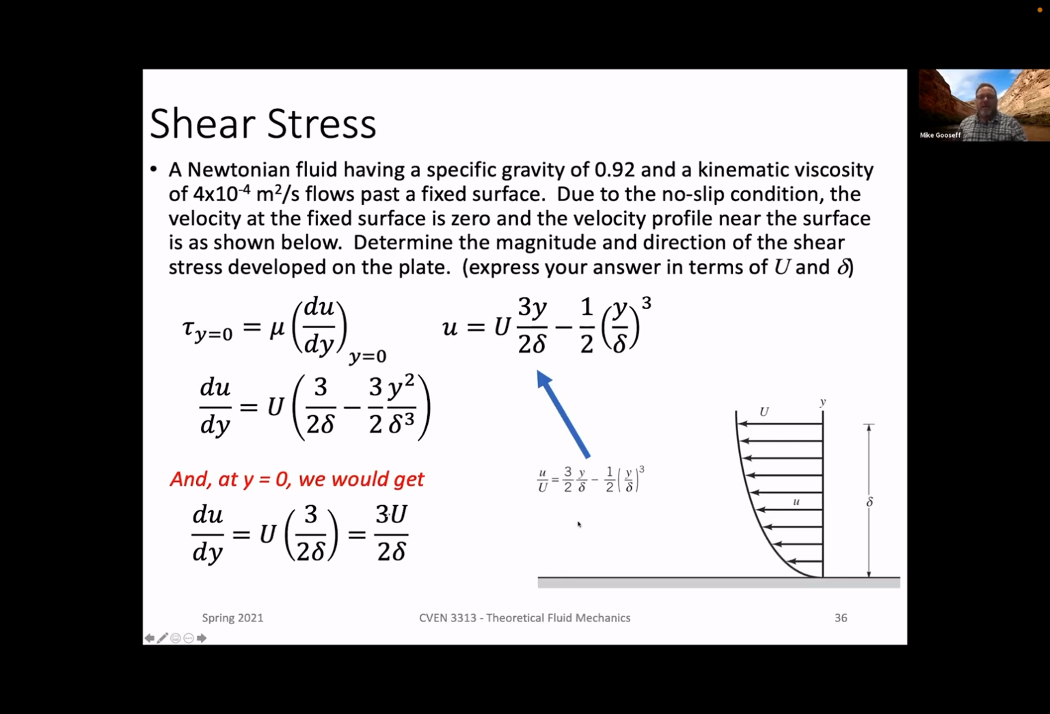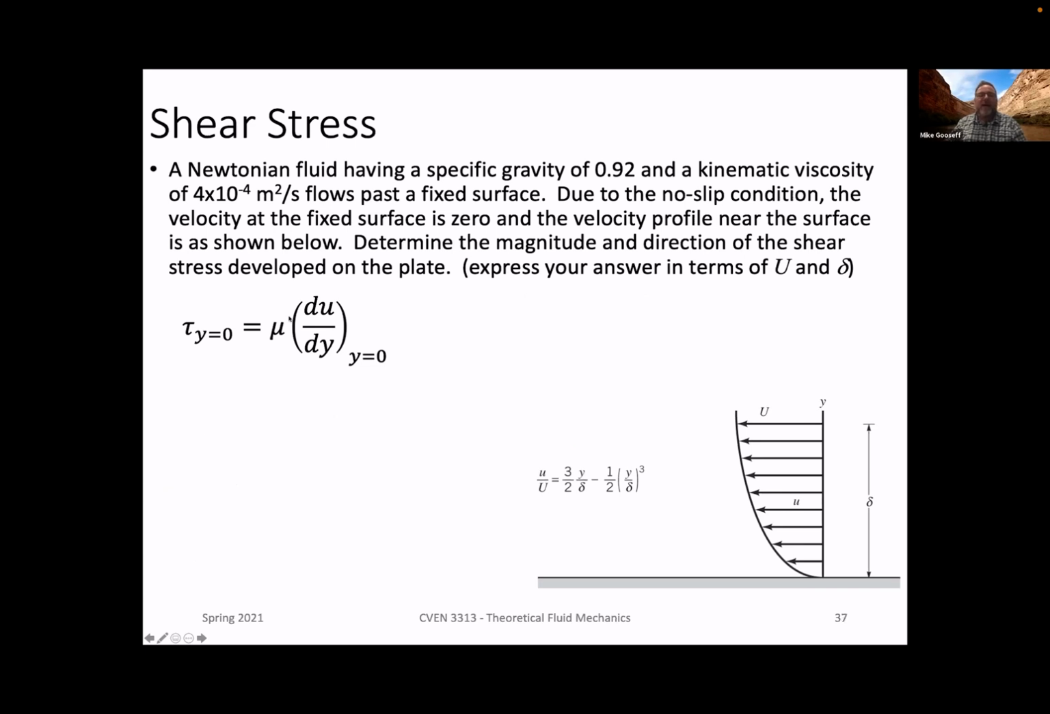Well, the hint that we need to do something with this mu is that we were given a kinematic viscosity and a specific gravity. So one solution you might say is, well, Dr. Gusev, why don't we just look up a mu, a dynamic viscosity? Well, the problem is we don't know what fluid this is. All we know is that it's a Newtonian fluid. We weren't told whether it was a type of oil, water, honey, whatever. So we do need to deal with some relationship between the kinematic viscosity that was given and the dynamic viscosity.